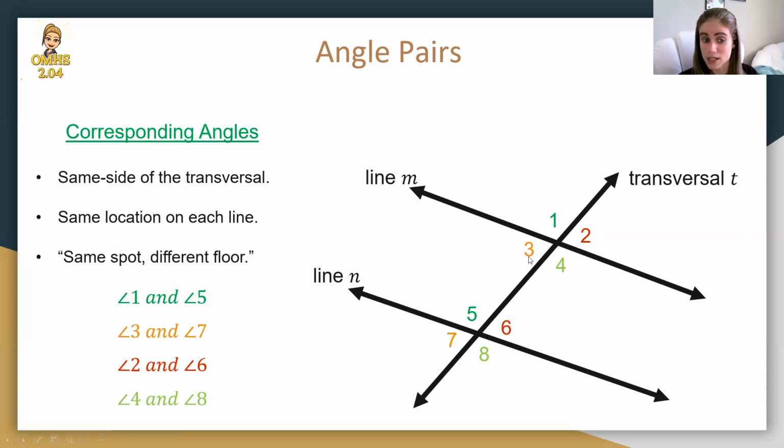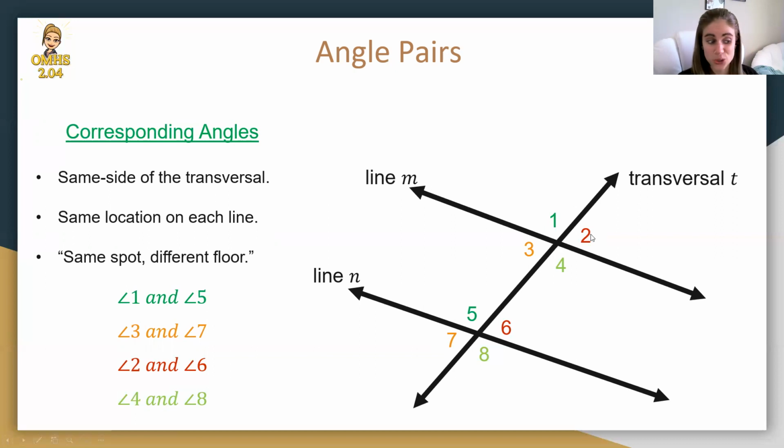It's just they're on the bottom. So 3 and 7, they're both on the left. 3 is below line M, 7 is below line N. So they're corresponding. So same location, different line, one's on top, one's on bottom.